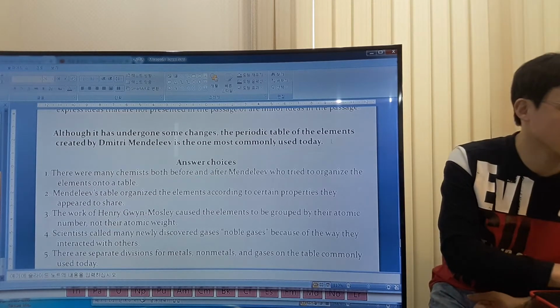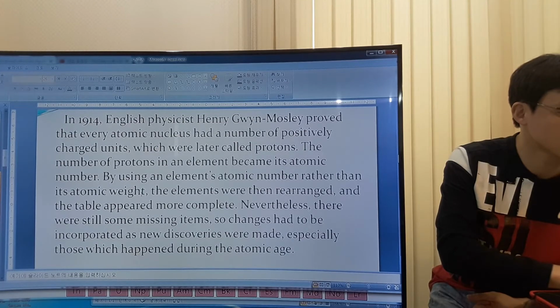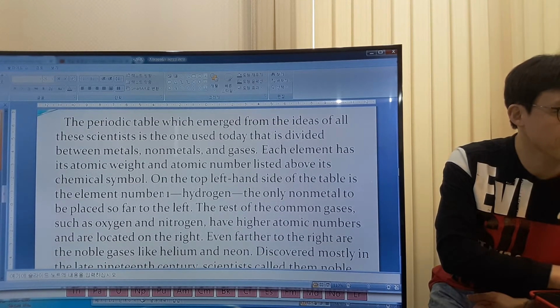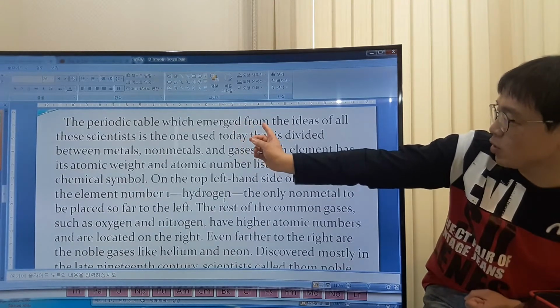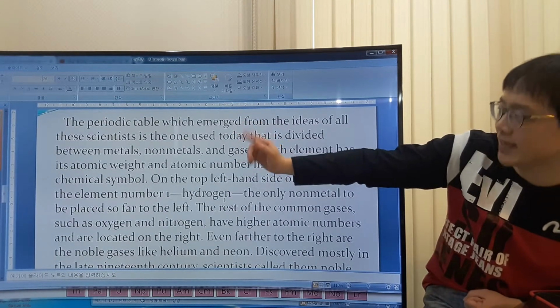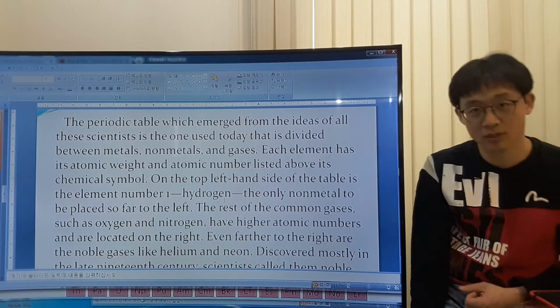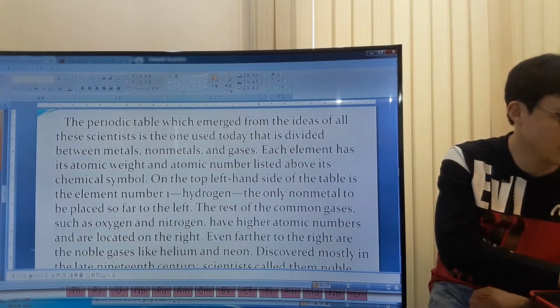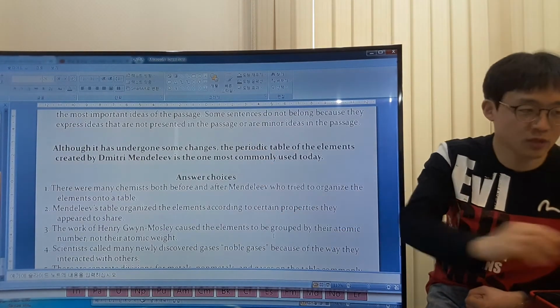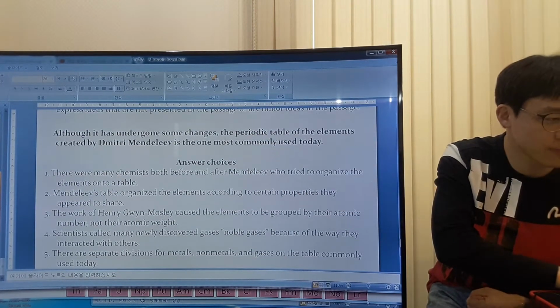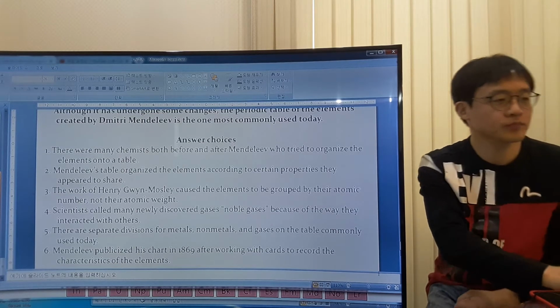This is not quite right because what did they say? The periodic table, which came out from the ideas of all these scientists, is the one used today. You know what I'm saying? So it's not the one that Mendeleev created. This one is strictly speaking wrong. But we're going to find.